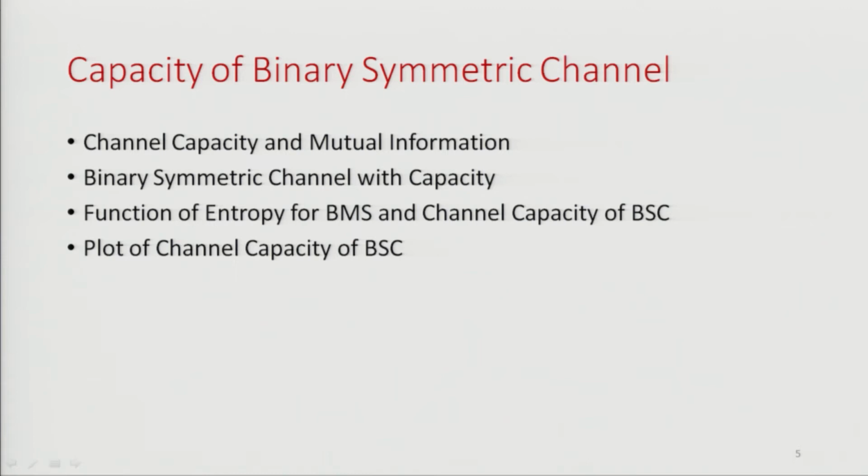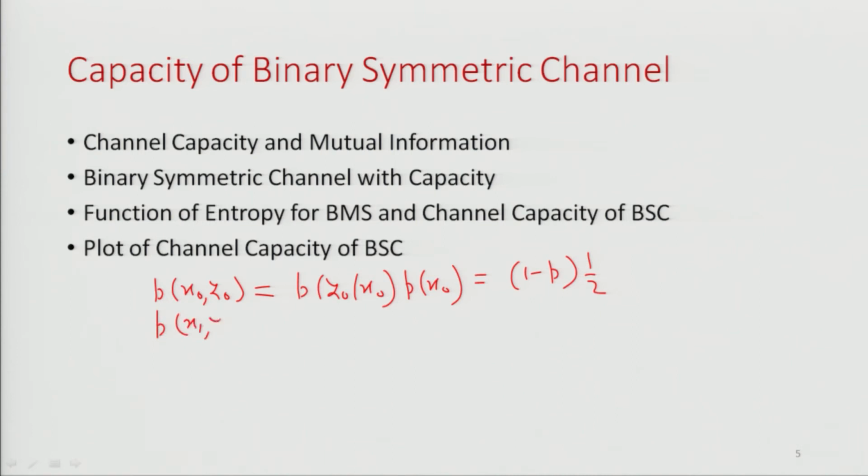Then joint probabilities: P(x_0, y_0) can be given as P(y_0 | x_0) times P(x_0). P(y_0 | x_0) we have already mentioned, that is 1 minus p, the probability of correct reception, times P(x_0), that is half. Similarly, P(x_1, y_1) is the conditional probability P(y_1 | x_1) times P(x_1), and here also the probability of correct reception 1 minus p times P(x_1), that is half.